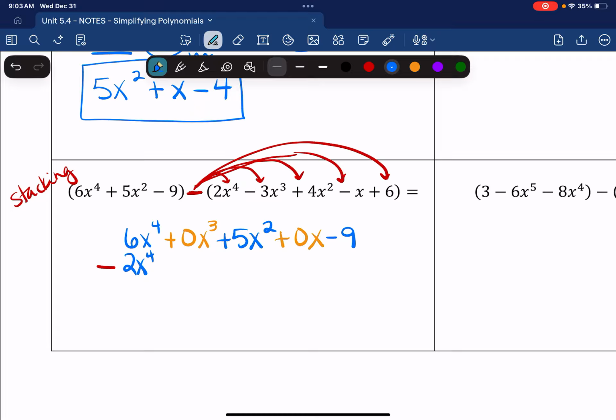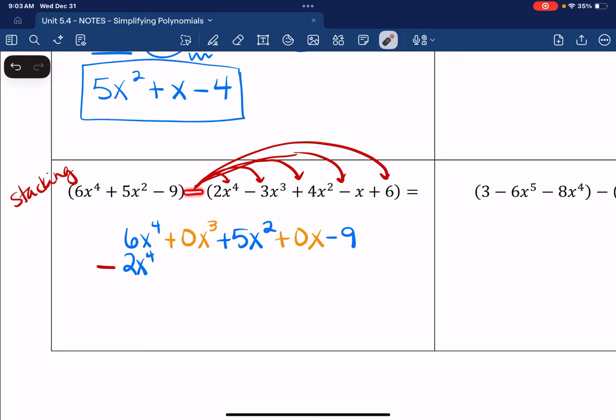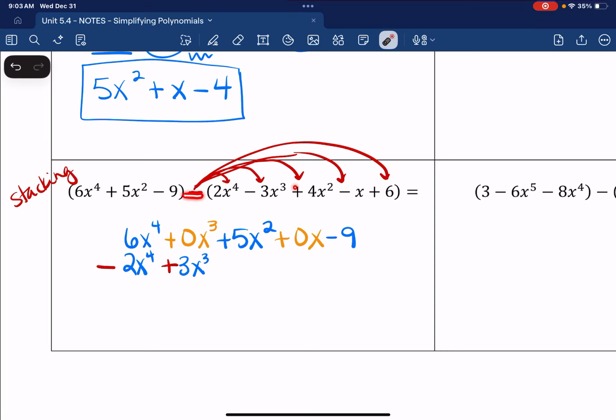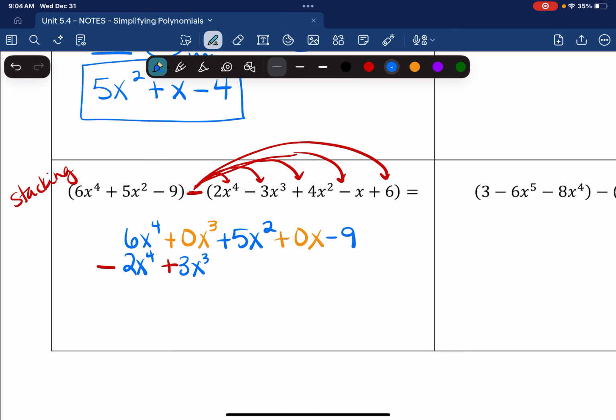Then we have our minus negative 3x to the 3rd. That changes to a plus 3x to the 3rd. Then we have our minus positive 4x squared. So it ends up being a minus 4x squared. Then we have our minus a negative x. It turns into a plus x. And then we have minus 6.